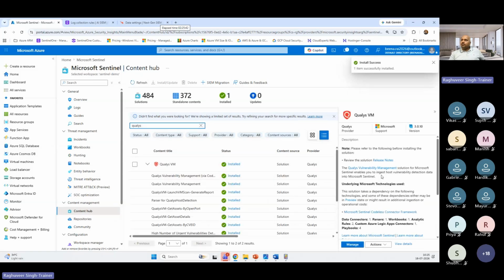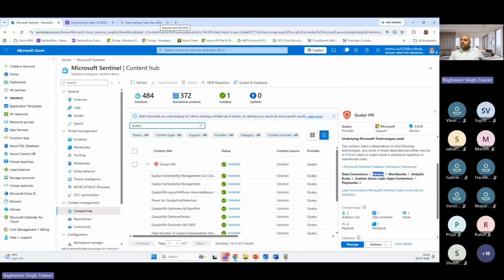It contains a parser also. Why? Because Qualys generates logs in a certain format that Microsoft Sentinel doesn't understand. The parser will standardize those logs and then store them in Microsoft Sentinel tables in the format that Sentinel understands. It contains a workbook, which is nothing but a dashboard wherein you can see some information about Qualys and how Qualys is behaving. It contains two analytics rules. Only two rules are there.